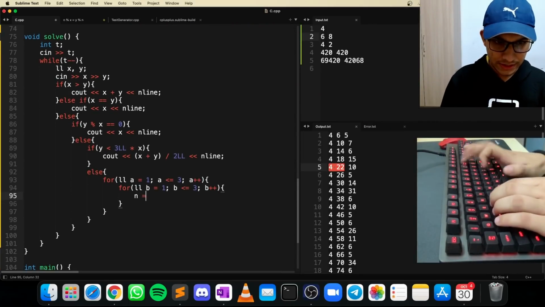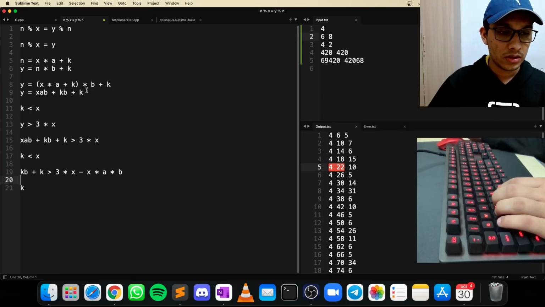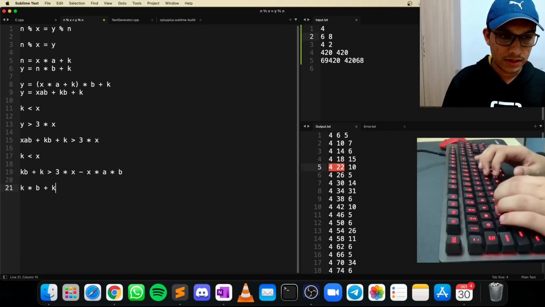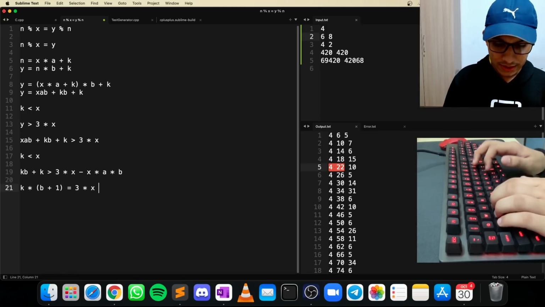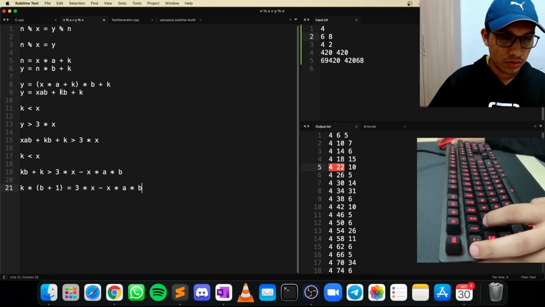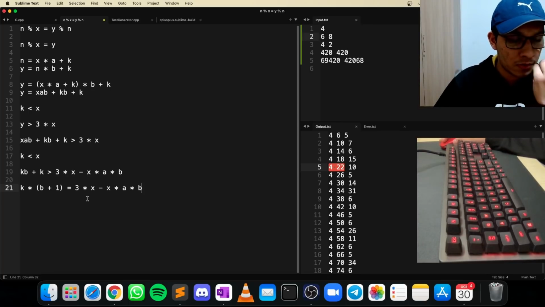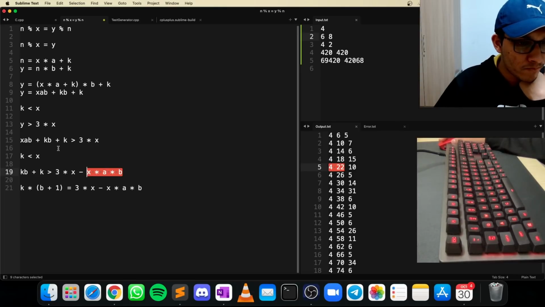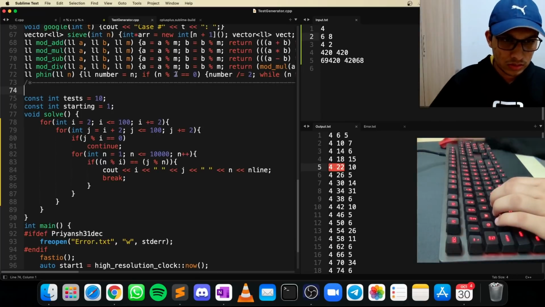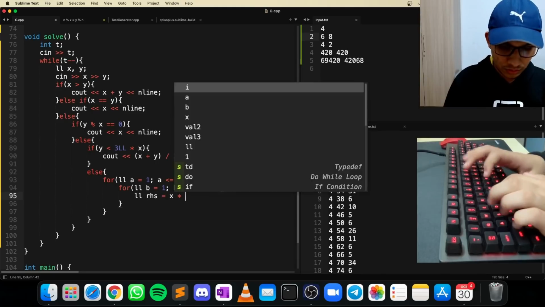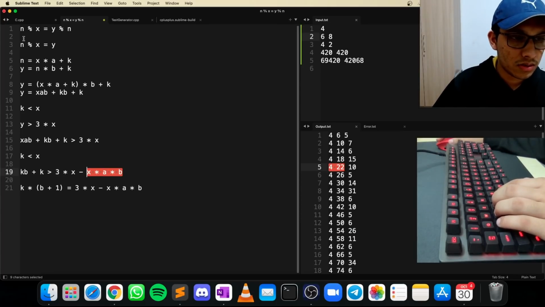Now what I'm saying is that n is equal to x into a plus x into k, a plus k we want, right? So a and b are fixed. Now all I'm saying is that k into b plus 1 is equal to 3 into x minus x into a into b. Okay, so I just need to find out this k, and k is less than x, right? If you look at this, the number cannot be negative, right? So k into b plus 1 equals this. I mean, we already have our y, right? So y is fixed.